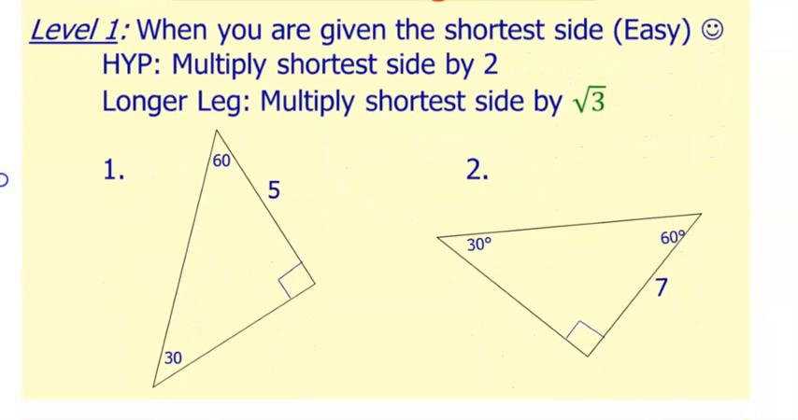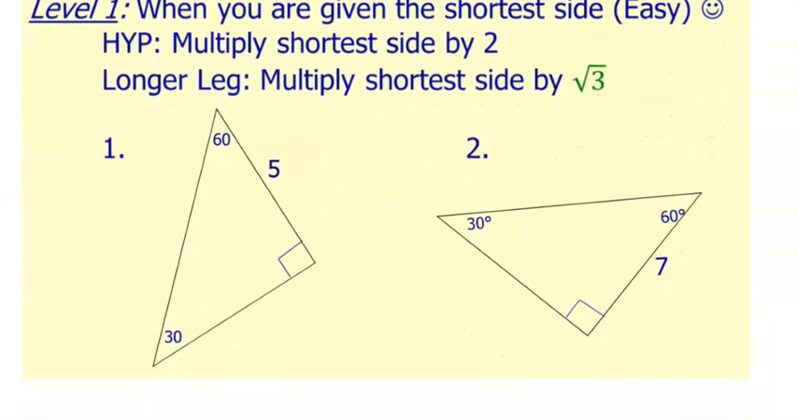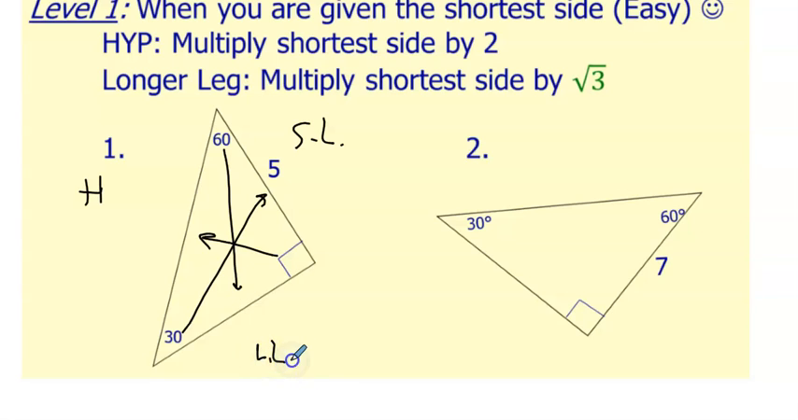Here we go. Label first. Okay? So, hypotenuse out here. Draw an arrow from 30. And we can abbreviate this SL, the short leg. And we can call this LL, the long leg. Right? We always want to go from the short leg. So the short leg to the hypotenuse is just double. And the short leg to the long leg is just that number and a radical 3.